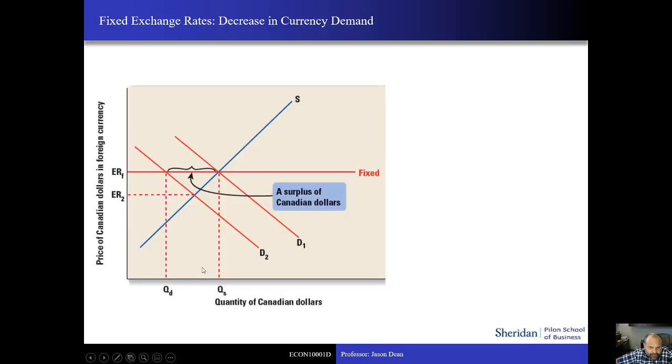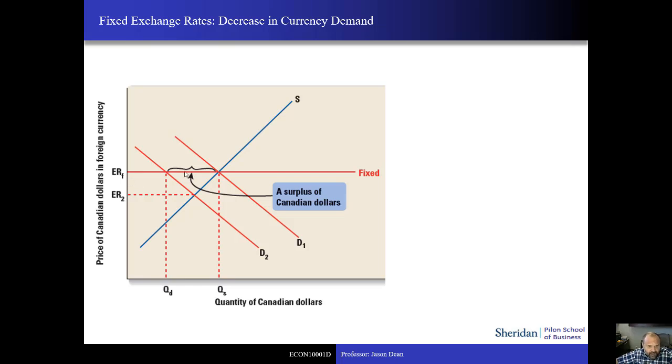Now, keeping an exchange rate fixed becomes more problematic if the market wants to go below what the fixed rate is. So, for example, in this diagram, similar to before, we're at an initial fixed exchange rate. Here we're at D1 and S, and at QS. Now, if the demand for Canadian dollars shifts to the left, the new equilibrium is down here. So the market will want to go towards this point here at ER2. And at this initial fixed exchange rate, we would have a surplus of Canadian dollars.